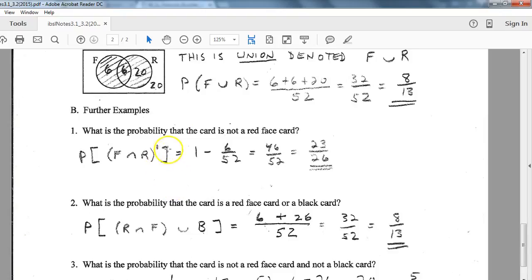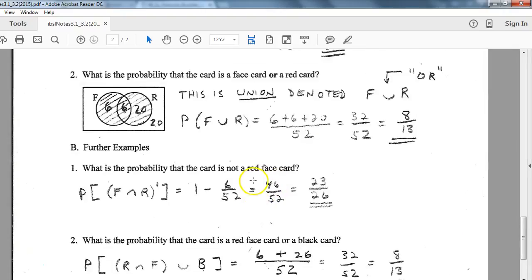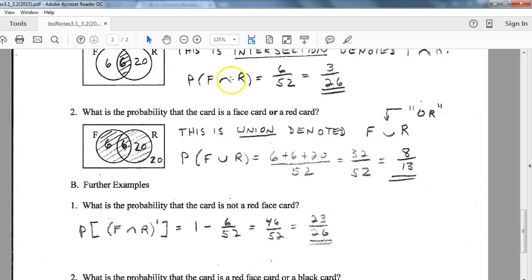Moving on, so if we said, what's the probability that it's not a red face card? Remember what we found up above, right here. The probability that it's a red face card is 6 out of 52. So if we said not a red face card, we just do 1 minus 6 out of 52, and these are the remaining cards that are not red face cards. So that's just simple use of complements.